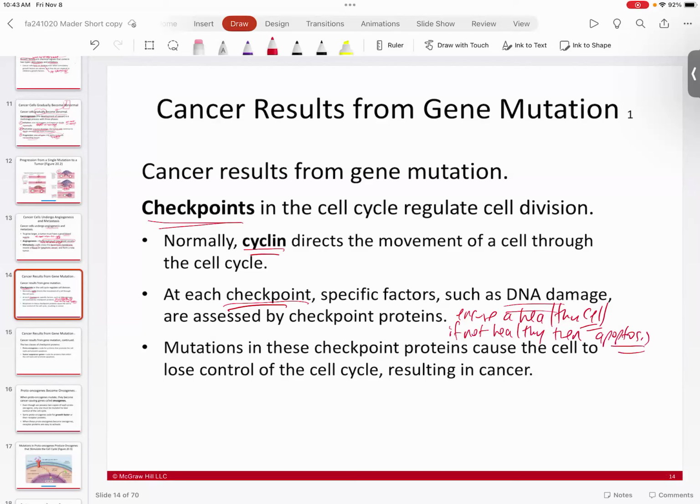So normally, when you take a look at a cancer cell, if you did make a mutation in these checkpoint proteins, then the cell will not stop at this checkpoint and won't be able to go through its quality control checkdowns. So you'll lose control of the cell cycle and you'll basically result in cancer. It will result in accumulation of DNA damage and mutations.